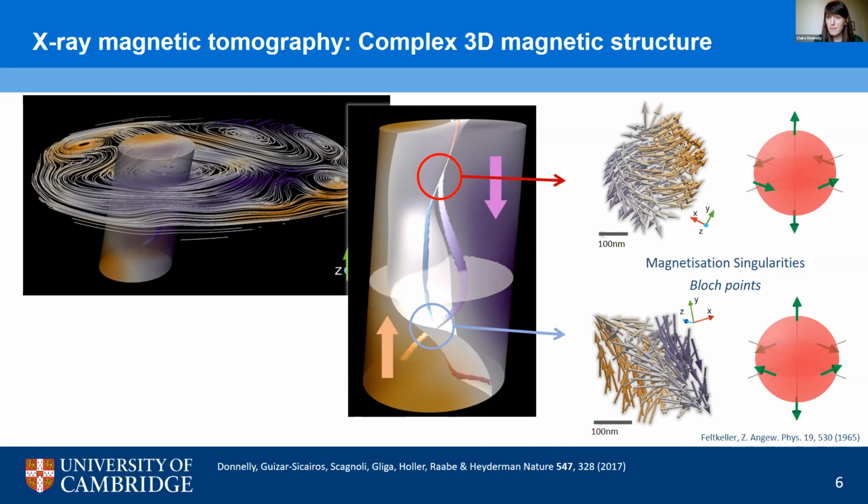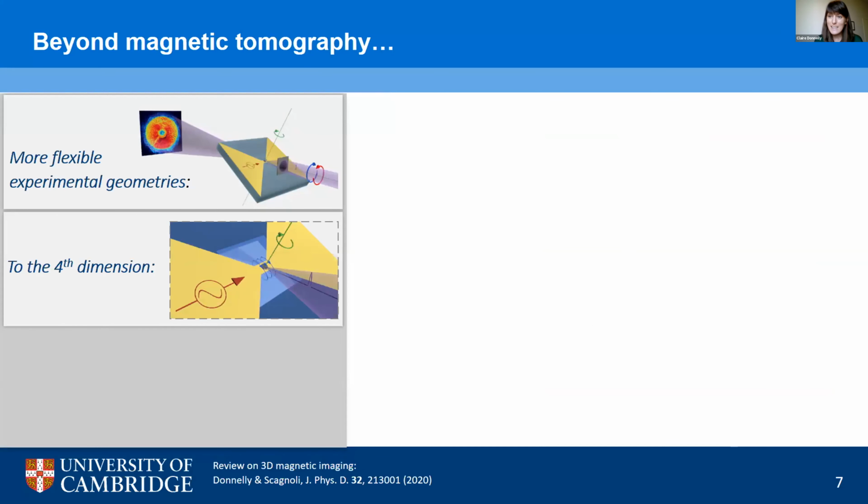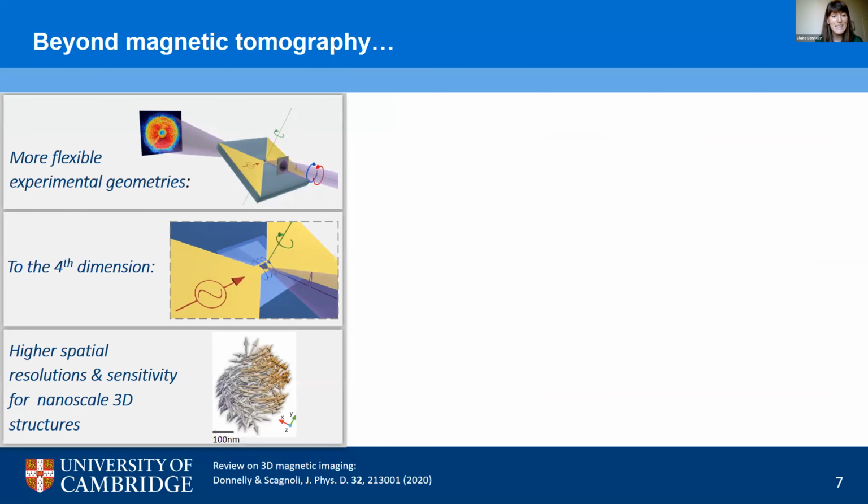And in order to develop the method for 3D imaging further, we identified three avenues that we want to pursue. First of all was moving to more flexible experimental geometries in order to be able to look at samples that are not necessarily ideal for tomography. Secondly, we had realized that many of the most exciting properties of three-dimensional magnetic structures were actually in their dynamics. So the question was, can we go to the fourth dimension? Can we actually image these magnetization dynamics in 3D? And lastly, moving to higher spatial resolutions and therefore being able to look at the magnetization at smaller length scales where things get particularly interesting.